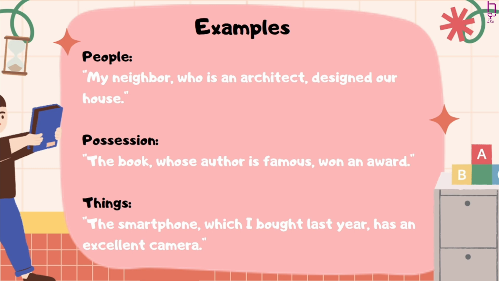Let's see more examples. In the case of people: my neighbor, who is an architect, designed our house. We can say "my neighbor designed our house," but we choose to add a non-defining clause, which is "who is an architect." In the case of possession: the book, whose author is famous, won an award. And in the case of things: the smartphone, which I bought last year, has an excellent camera. You can just take out the non-defining clause and the sentence still makes sense. That's what makes a non-defining clause different from a defining clause.